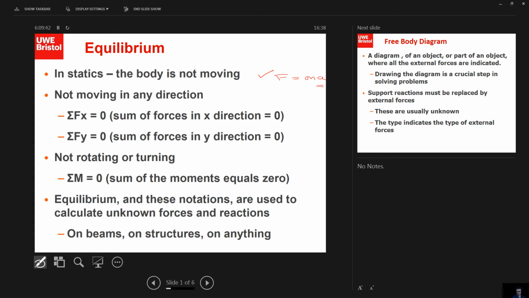Force is a vector. So let's say that we're just working in one plane, so we're going to work in an x direction and a y direction. So I need to have my forces in the x direction, if I add them all up, equal 0. And then I need to have my forces in the y direction, add them all up, equal 0.